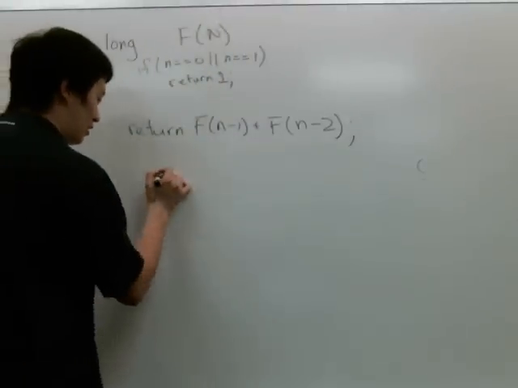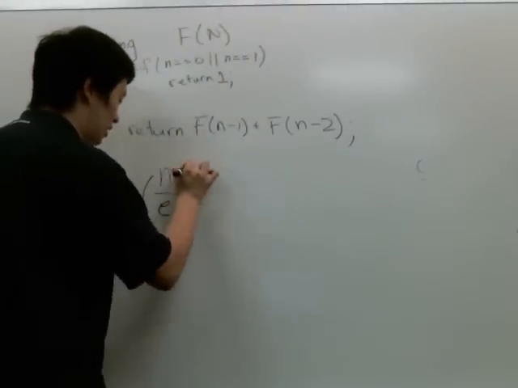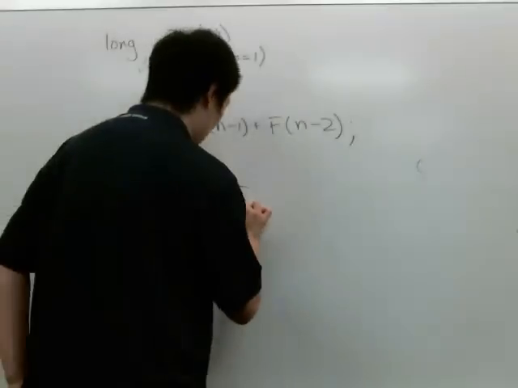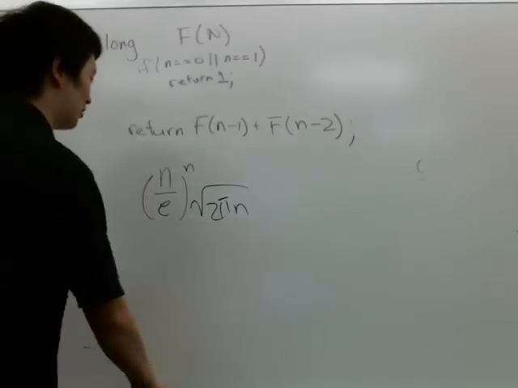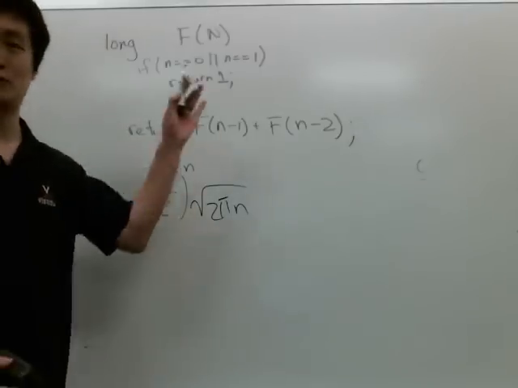And the Fibonacci sequence, just for fun, for people who want to know how big it gets, is n over e to the n times the square root of 2 pi n. So this blows up really quickly. It's almost n to the n in terms of its complexity, so it's worse than 2 to the n even. And so you really don't want to do that many steps in terms of n, right?